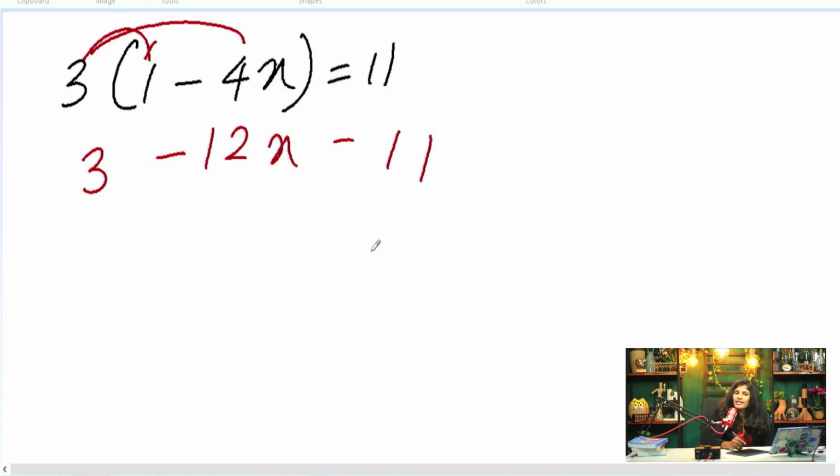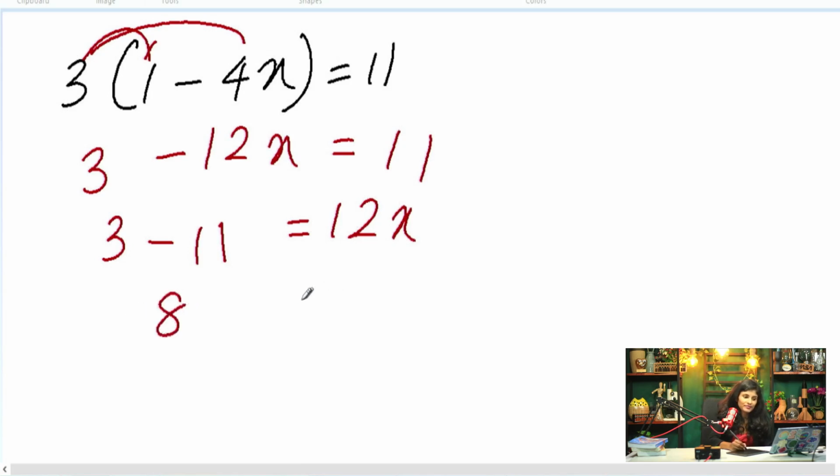Okay, so I will carry 12x to the other side because that is negative. 3 minus 11 equals 12x. 3 minus 11, again negative and positive. Here, just subtract 3 from 11. So 3 subtracted from 11 means 8 equals 12x. Here the symbol of the larger value, what is it? Yes, negative.